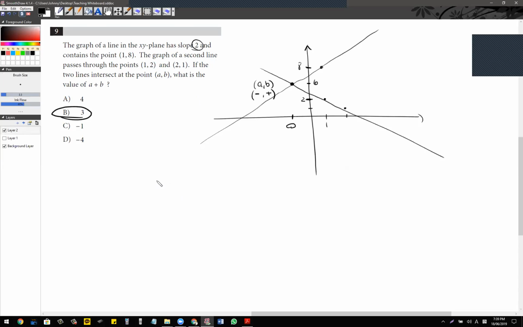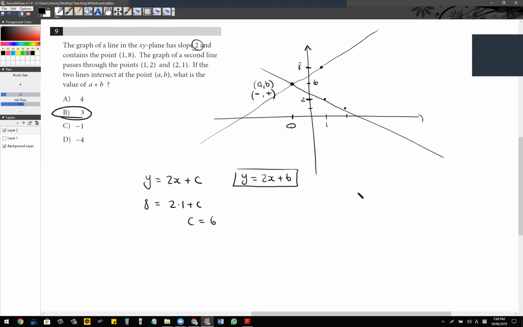So the equation for the first one has a gradient of 2, and it goes through 1, 8, right? So put 1 there, 8 there. So 8 equals 2 times 1 plus c. So c equals 8 minus 2, which is 6, right? So the first equation is y equals 2x plus 6.